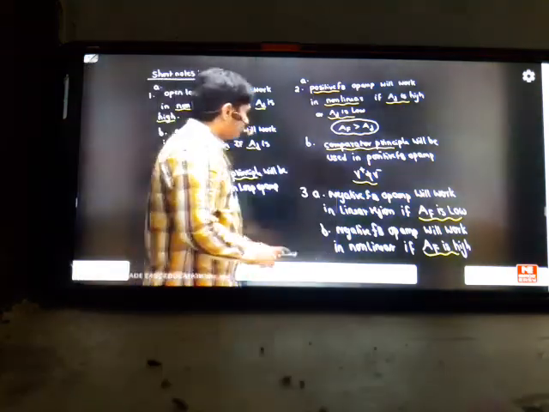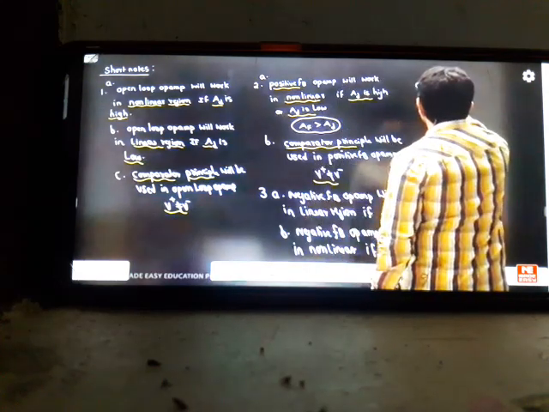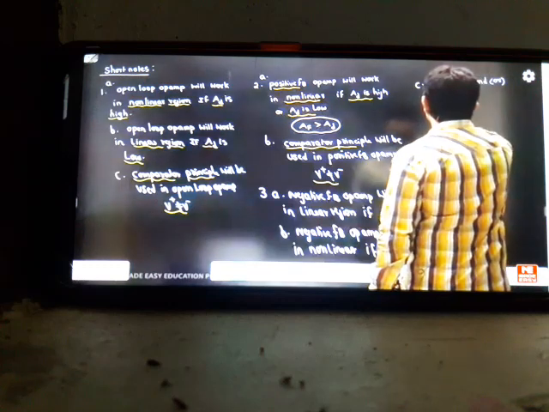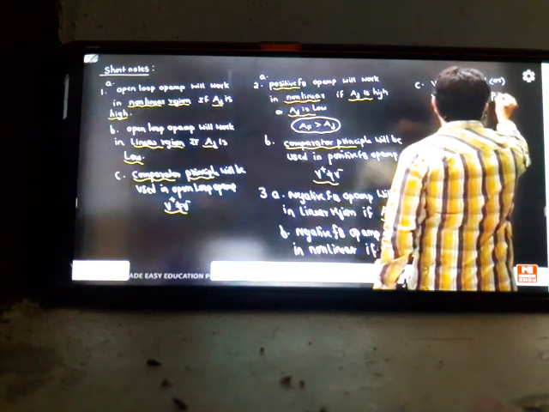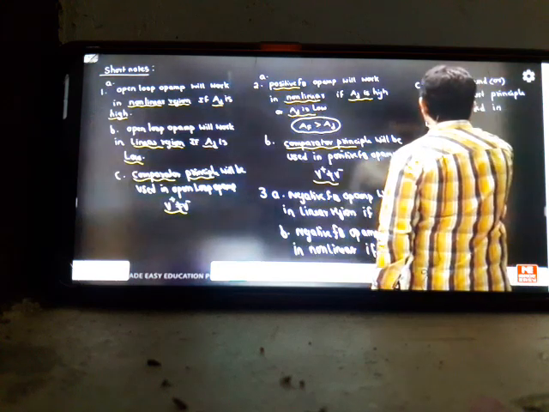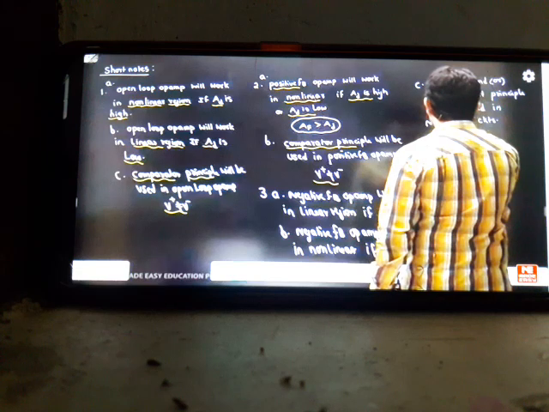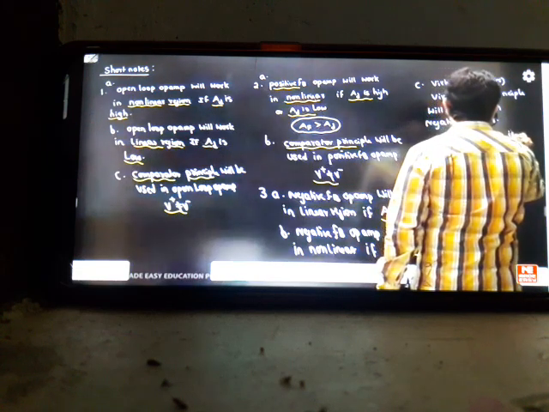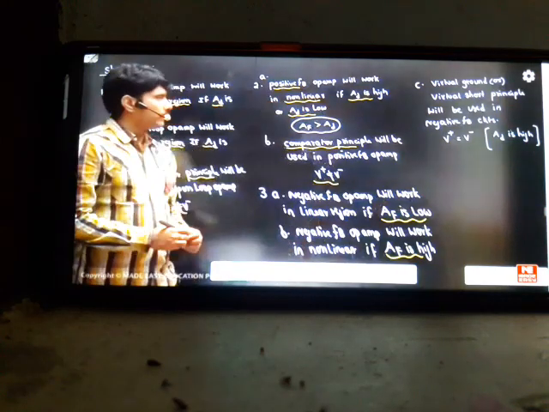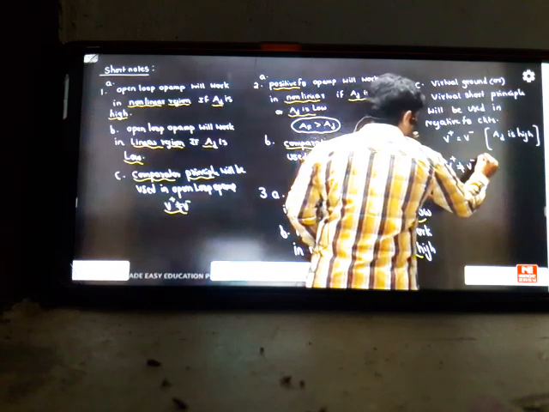Last point. C point. Virtual ground or virtual short principle will be used in negative feedback circuits, because V plus is equal to V minus. This is correct when AD is high. So virtual ground theory is acceptable. But here also there is a condition. V plus and V minus should be the same only when AD is high, this rule is valid. And we have V plus not equal to V minus when AD is low.